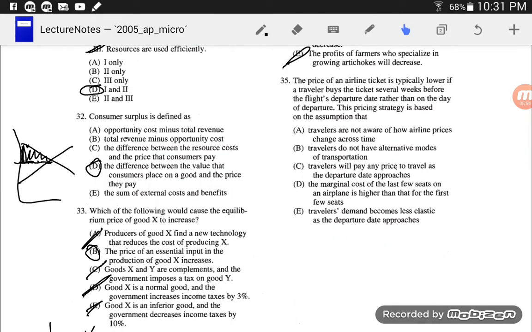Number 35. The price of an airline ticket is typically lower if a traveler buys the ticket several weeks before the flight's departure date rather than on the day of departure. This pricing strategy is based on the assumption that... so are we basing it on the fact that travelers are not aware? No, we would probably assume travelers are aware. Travelers do not have alternative modes of transportation. No, travelers do. I guess maybe at the last minute they don't, but no, they have alternative modes.